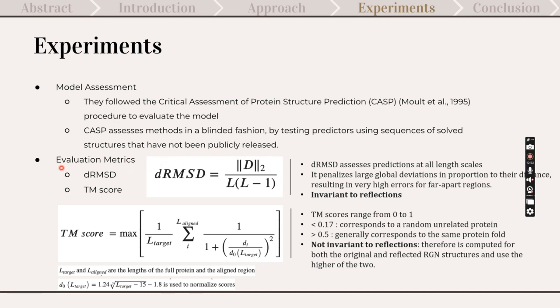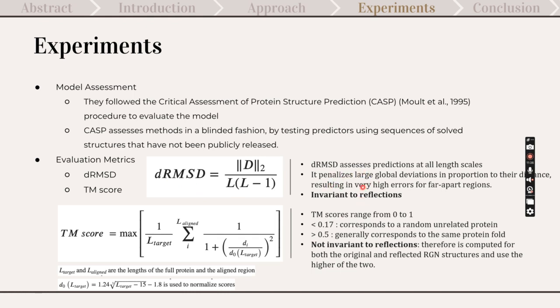So let's talk about the evaluation metrics. There are two metrics here. One is DRMSD, which I just mentioned before. Another one is TM score. Why? Because DRMSD assesses prediction at all length scales, and it penalizes large global deviations in proportion to their distance, resulting in very high errors for far apart regions. And also, it is invariant to reflections. So you will have to do some correction for the model if you train based on DRMSD.